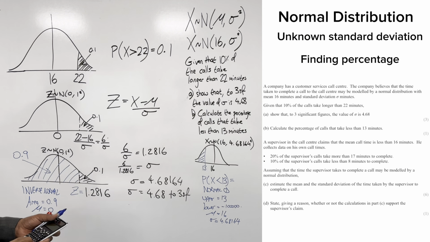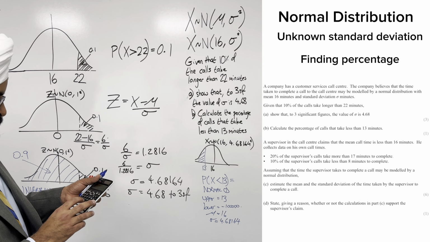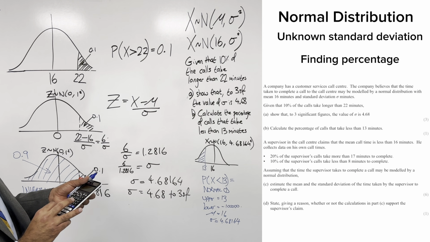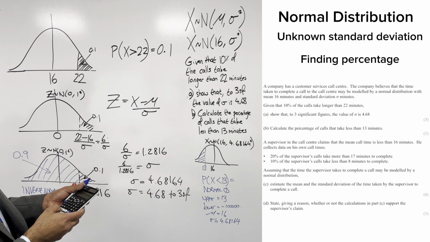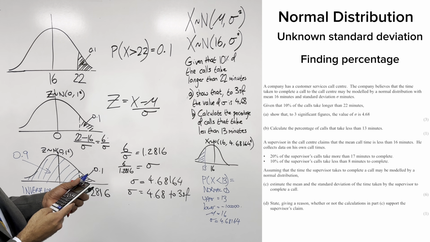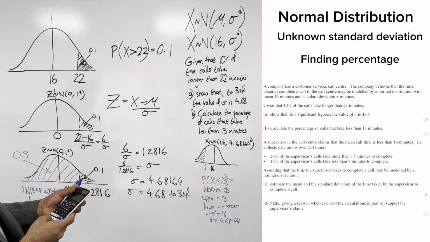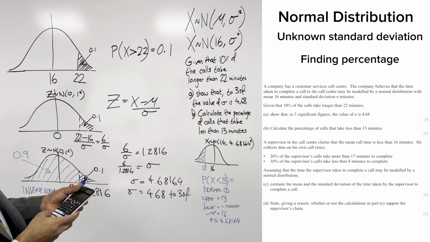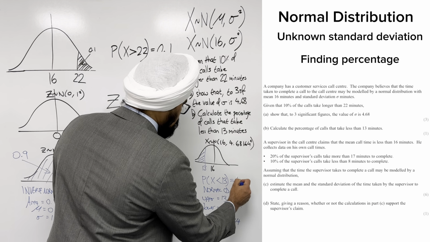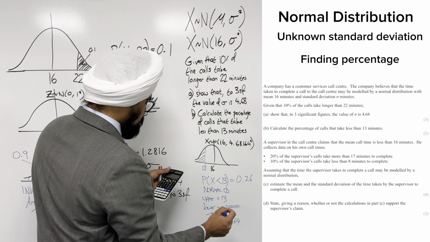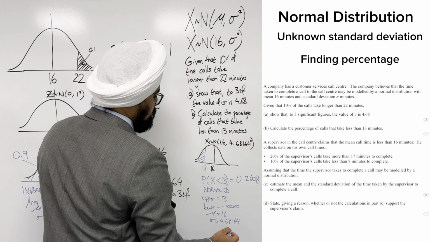statistics in subsequent questions. So menu 7, normal CD, the lower value is minus 100,000. Upper value is going to be 13. Sigma is 4.68164. And your mean is 16. And the answer that I've got from my calculator is 0.2608 to 4 dp.